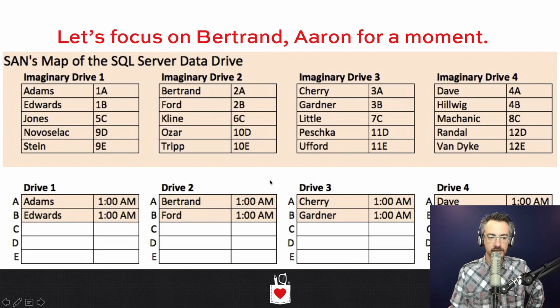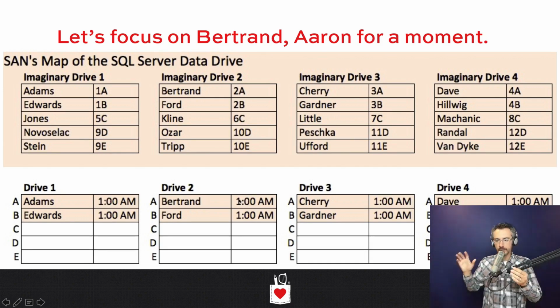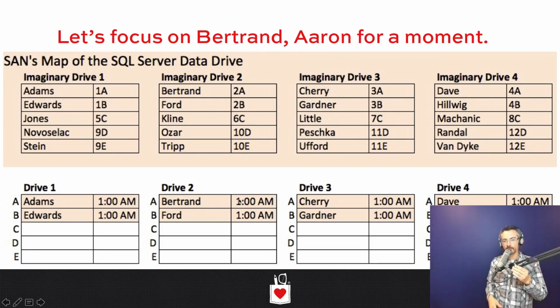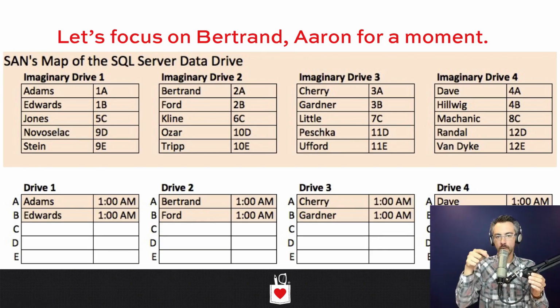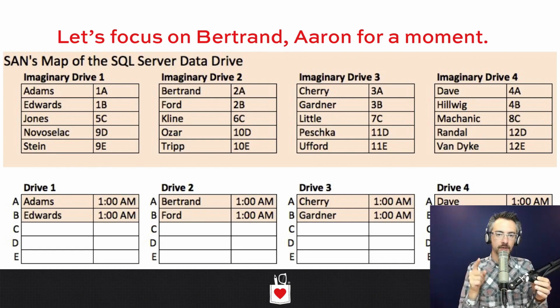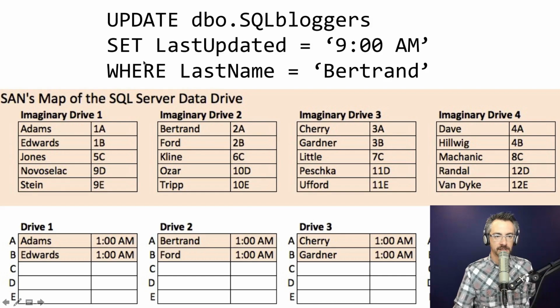Aaron Bertrand is at slot 2A, and Microsoft brings out a new cumulative update or service pack, which is one of Aaron's favorite blog topics. And as soon as they bring it out, Aaron wants to write a new blog post. So we need to run an update statement. We want to run an update to set Aaron's blog to updated as of 9 a.m. Now, there's two ways that I could do this.